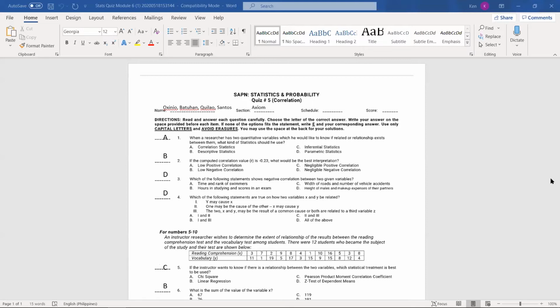4. Which of the following statements are true on how variables x and y may be related? 1. Y may cause x. 2. One may be the cause of the other, negative x may cause y. 3. The two, x and y, may be the result of a common cause or both are related to a third variable z. D. All of the above.